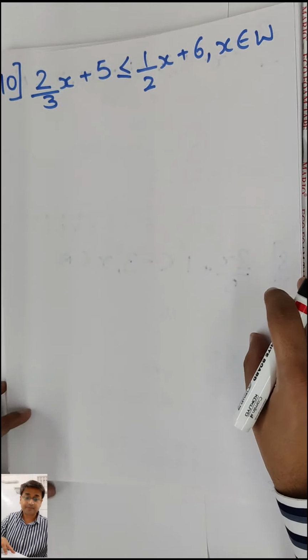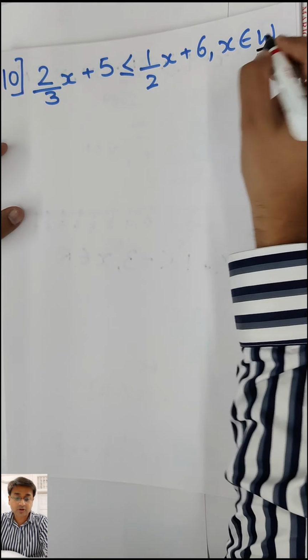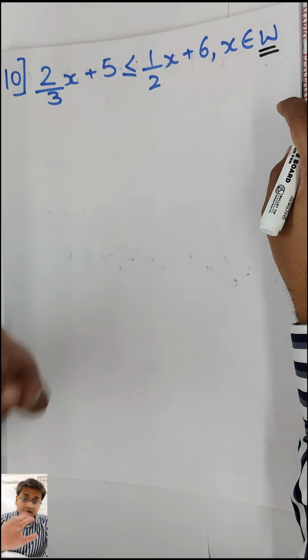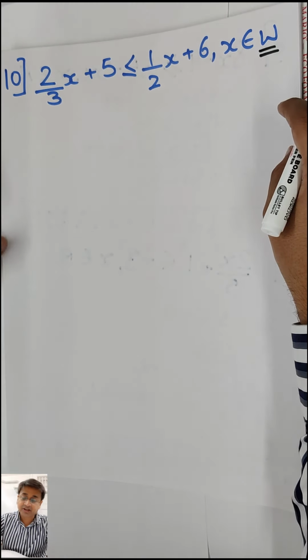Sum number 10. Come on, everyone pause. This time x belongs to W. So it's going to be dots. W, I and N are dots. R is going to be that shading with the IC method.